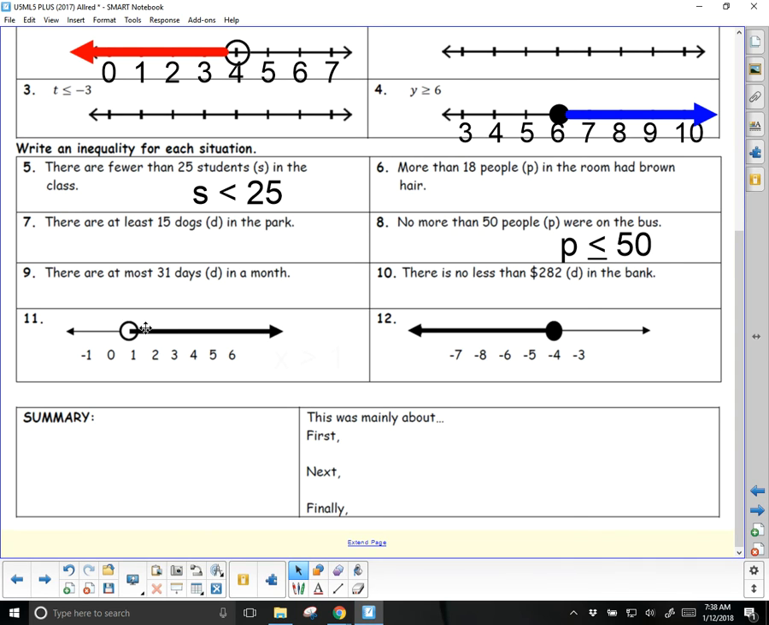For number 11, right here, I've got a graph and I'm going to write an inequality for it. There's an open circle at 1 with an arrow shaded to the right, so x is greater than 1.